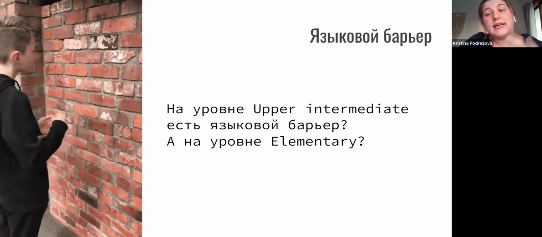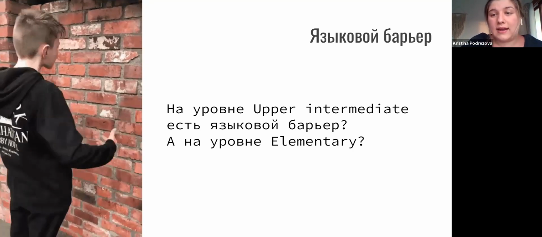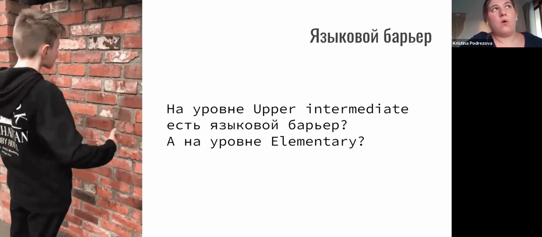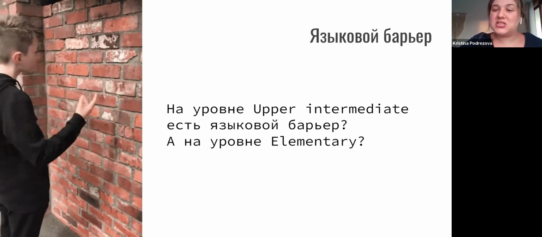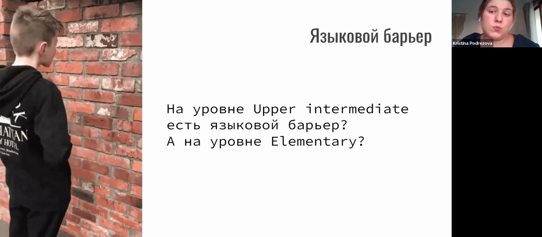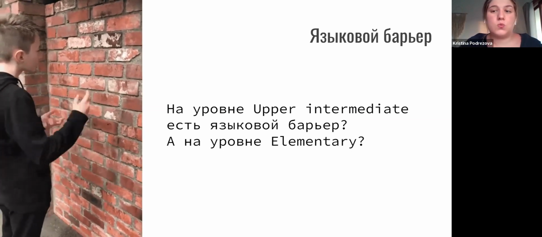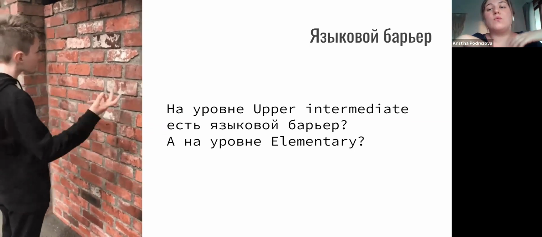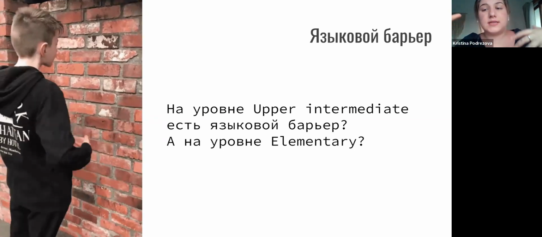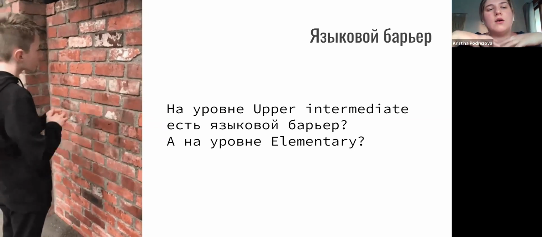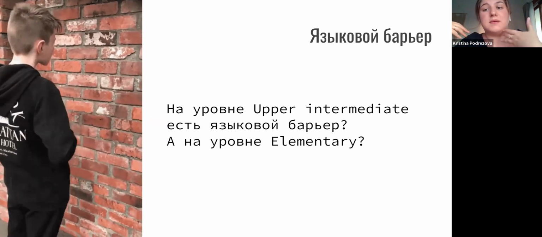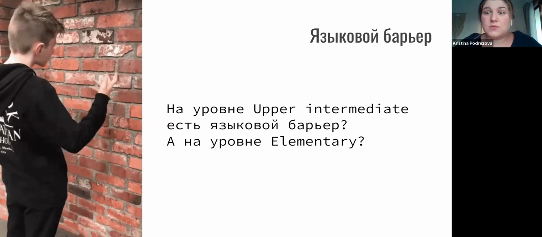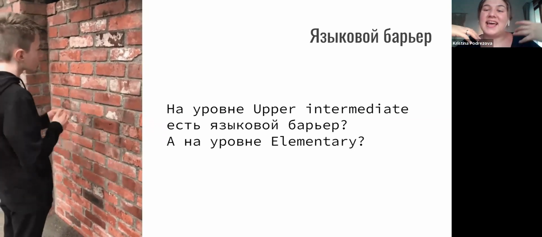And you say, well, actually, it doesn't matter what level you are, you're going to have a language barrier no matter what, because it's not connected to our knowledge of the language, it's connected to our fear. We are afraid to speak. That's why in our brain we build some borders and barriers. There are different reasons for that fear. Sometimes we're afraid to make a mistake. Sometimes we're afraid to sound silly. Sometimes we're just afraid to talk to strangers in a different language.